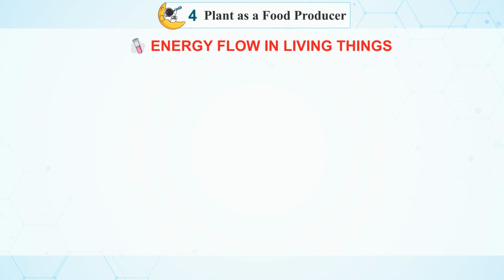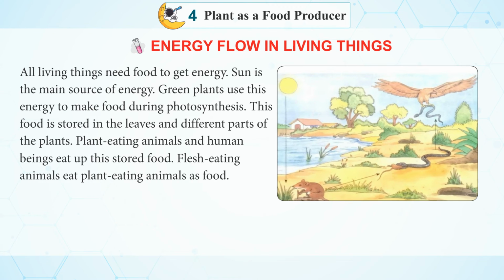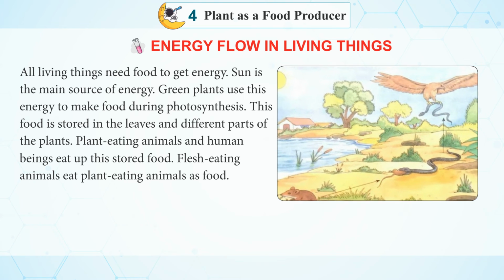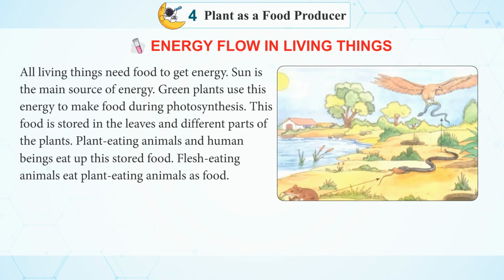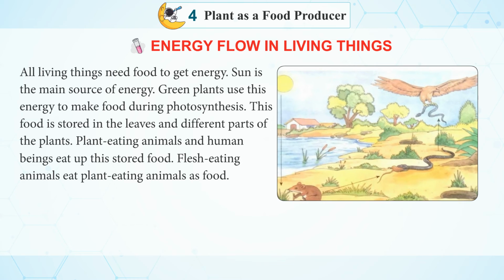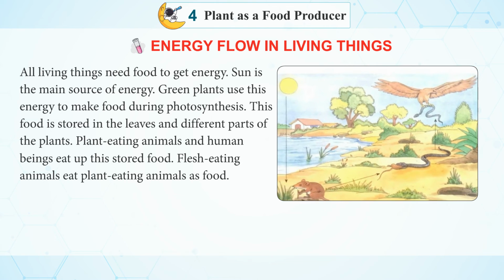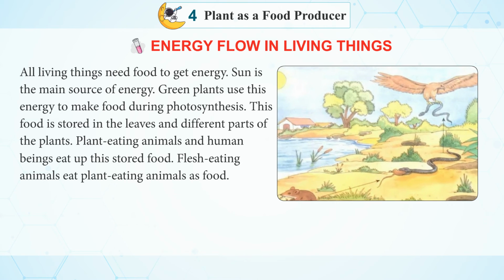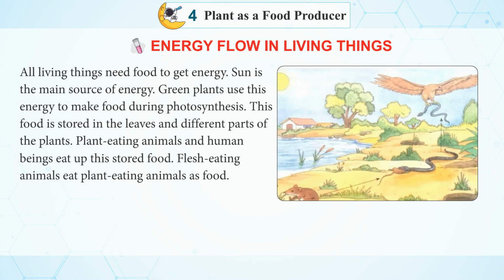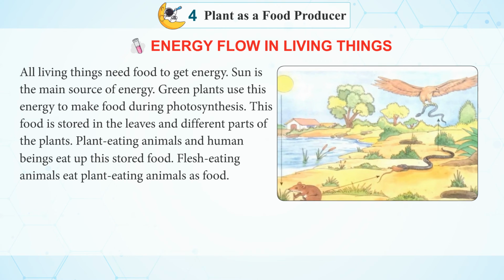Energy flow in living things. All living things need food to get energy. Sun is the main source of energy. Green plants use this energy to make food during photosynthesis. This food is stored in the leaves and different parts of the plants.